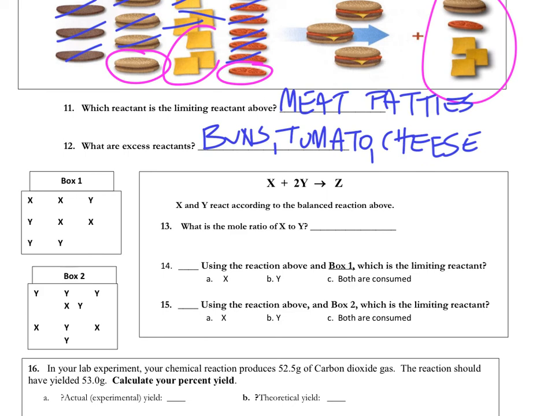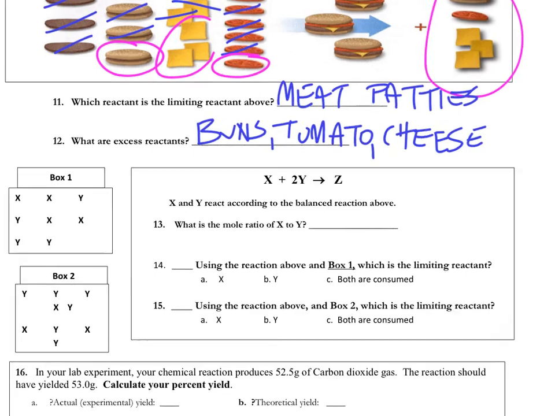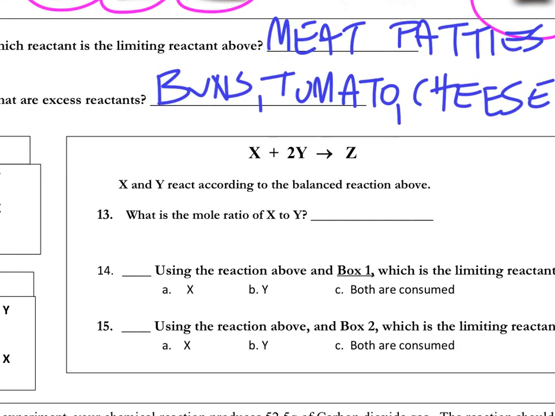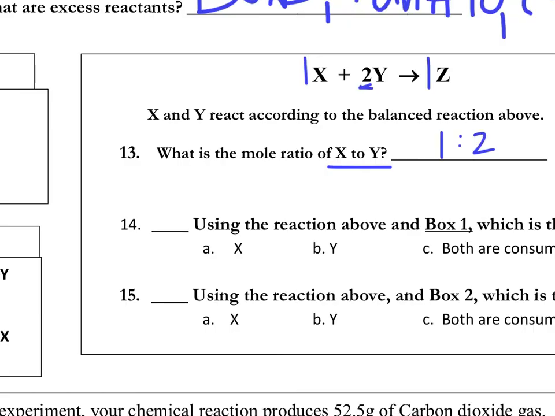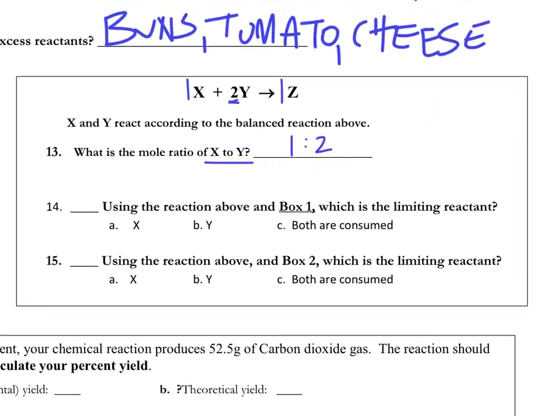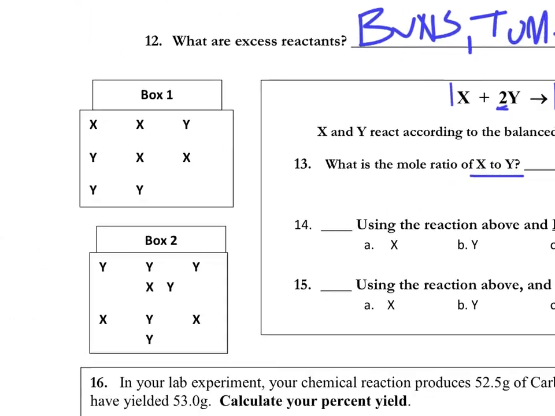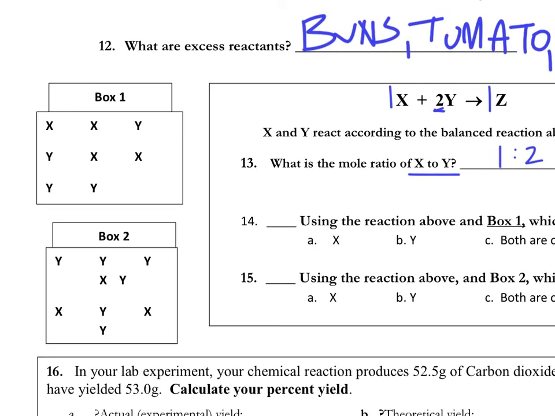I could do the same thing with a reaction. If I've got X plus 2Y produces Z, the mole ratio of X to Y. So it's implied that the coefficient for X is a 1, for Y it's a 2, and for Z it's a 1. So the ratio of X to Y is 1 to 2. Okay, so if I want to use the reaction up above in box 1, figure out what the limiting reactant is. So let's look over here to the right.